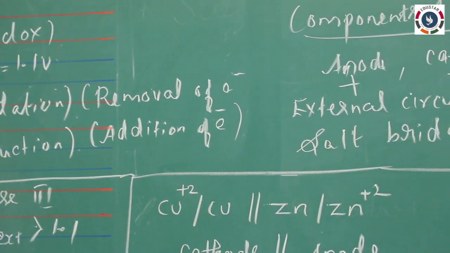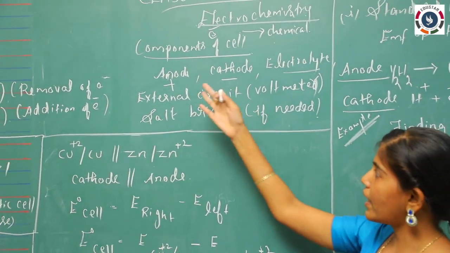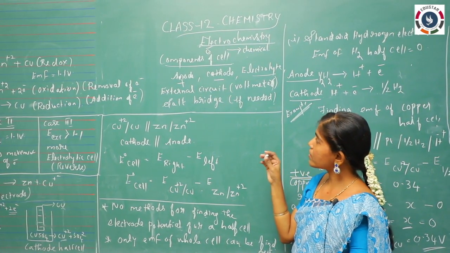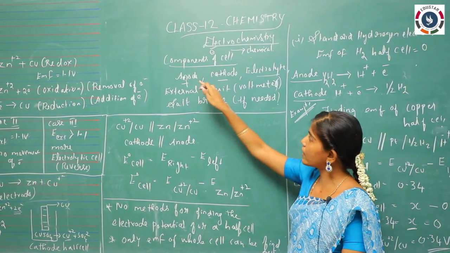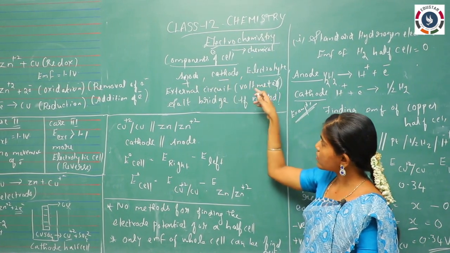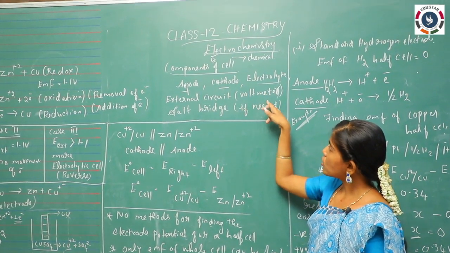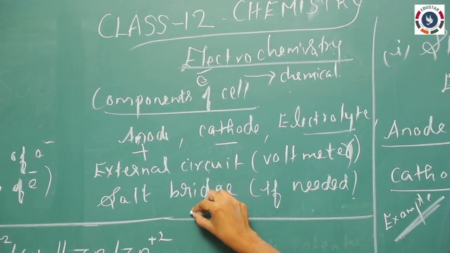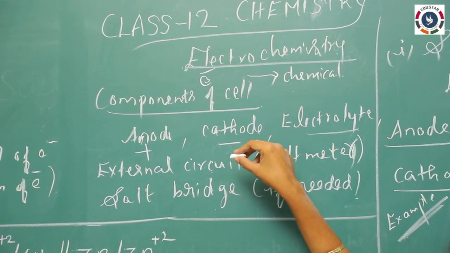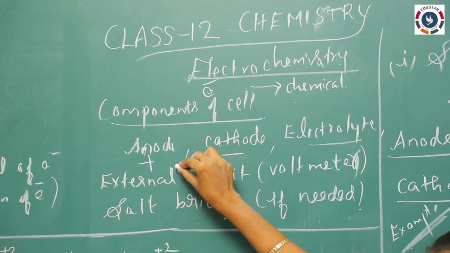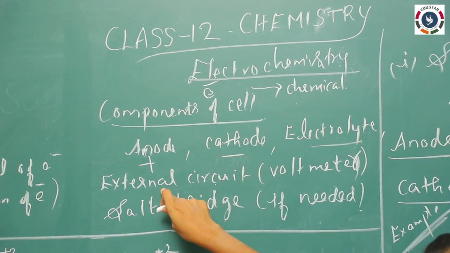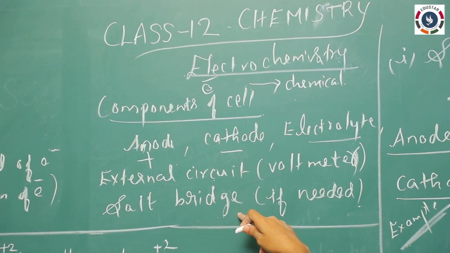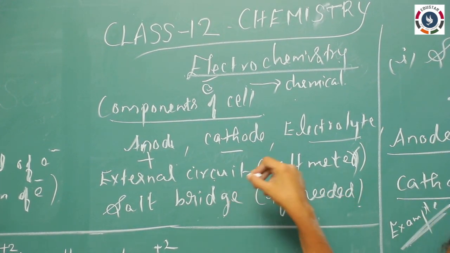What is the electrolyte? Electrolyte is the salt of either the anode or cathode. Then we need an external circuit. The external circuit is used to connect the anode and the cathode externally, and the potential is measured in terms of a voltmeter. The salt bridge is the connecting thing between the anode and cathode internally. If needed, we will use the salt bridge.